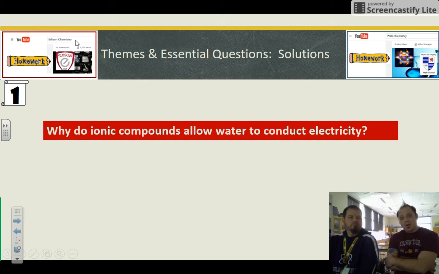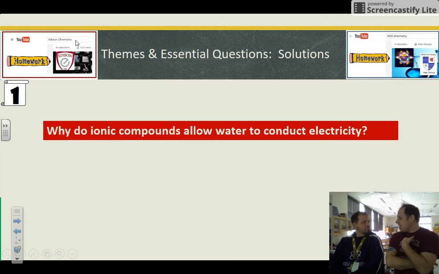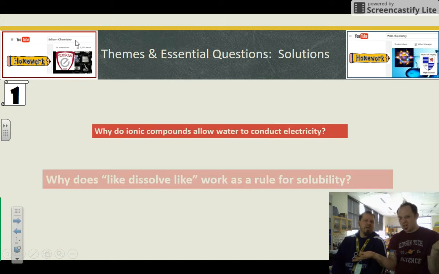Why do ionic compounds allow water to conduct electricity? Remember in my chemistry class, that light bulb you dipped down in, and the ionic ones lit the water up? We did the lab, right? Yeah, we did a lab in my room about that.